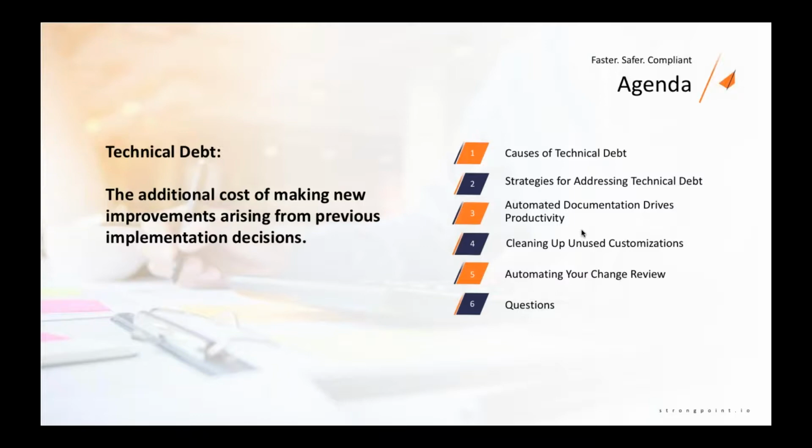So we're going to talk about the causes of technical debt. We're going to talk about some of the strategies, as I discussed, and then talk about how automated documentation can be used to drive productivity despite technical debt, and then how we can use methodologies to safely clean up unused customizations, and should we say unnecessary customizations, no longer necessary, no longer useful customizations, in order to free ourselves up in order to manage things more effectively. And then we can also use capabilities to automate our change review.